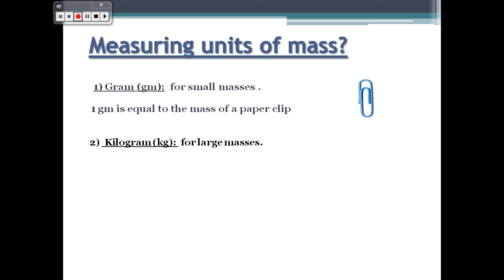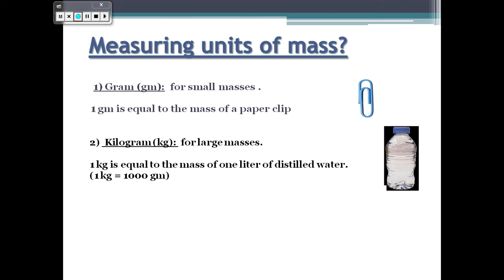And the second unit is the kilogram. We can use the kilogram for large masses. And 1 kilogram equals the mass of 1 liter of distilled water. Distilled water means water without minerals. And 1 kilogram equals 1000 grams. Also we have the ton. We use the ton for very large masses like heavy blocks of iron. And 1 ton equals 1000 kilograms.